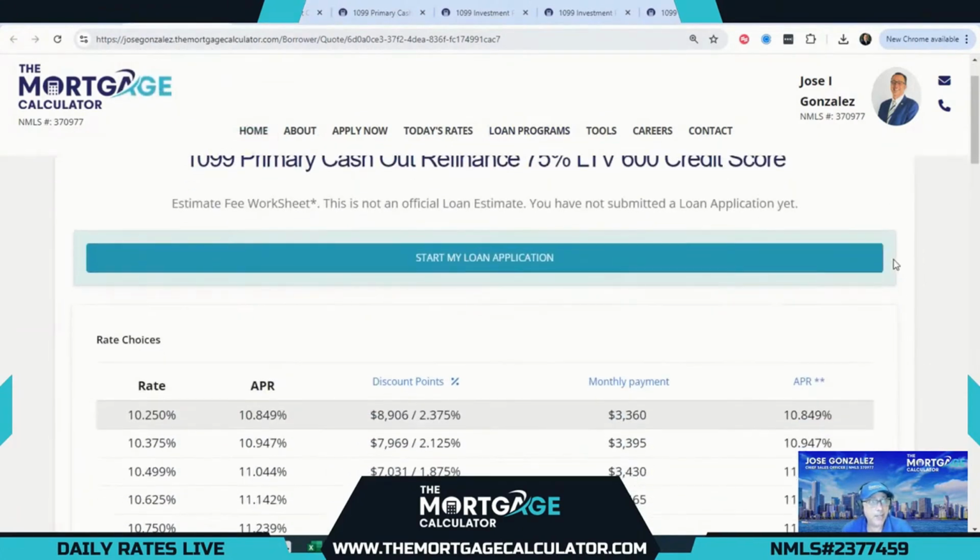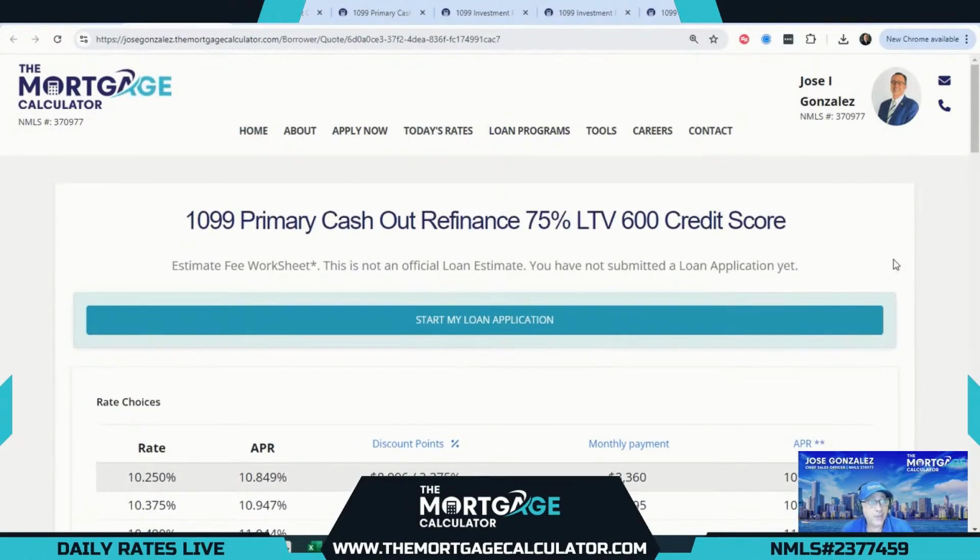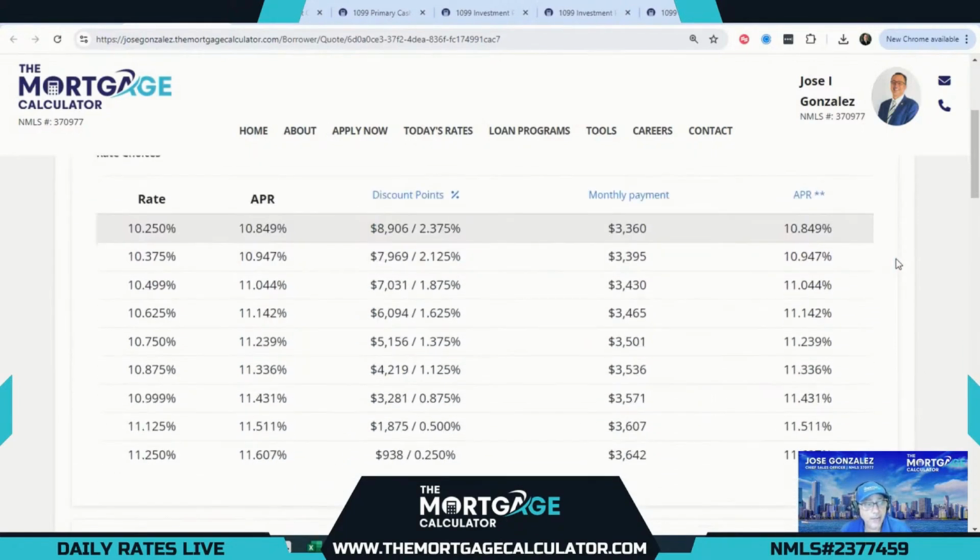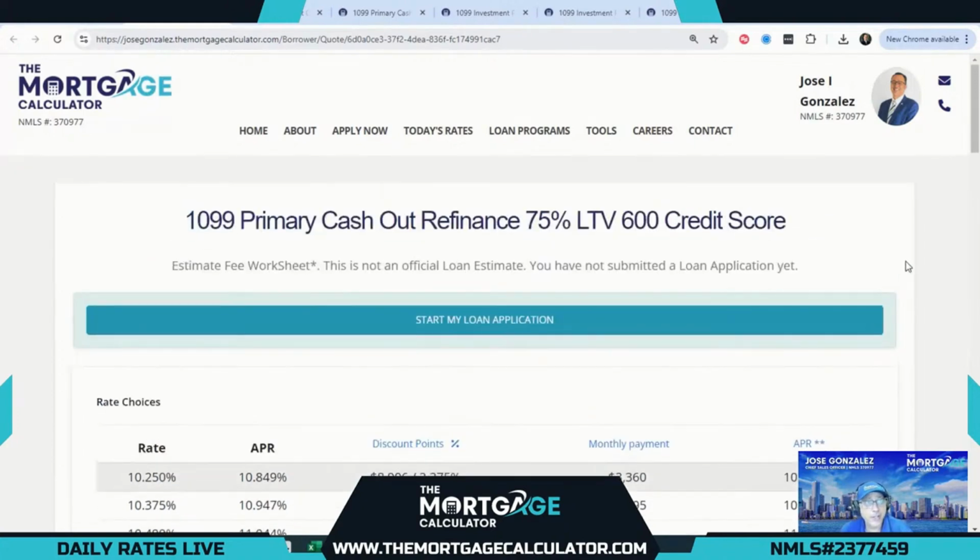And our last option here, our cash out option, in this case for primary. However, this same option is available for investment as well, both at 75% LTV with a 600 credit score. And you're looking at 11.25 is our lowest cost option at a quarter point. And you can buy that down all the way to 10.25 at a cost of 2.375 points for this 1099 primary cash out refi with our lowest possible credit score of 600.